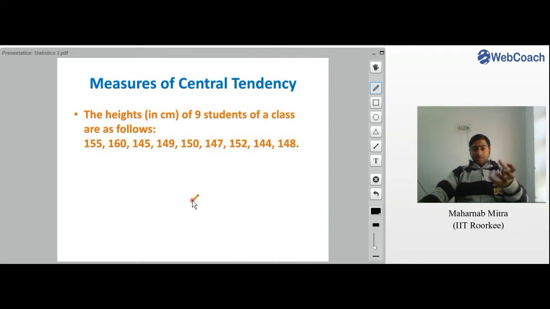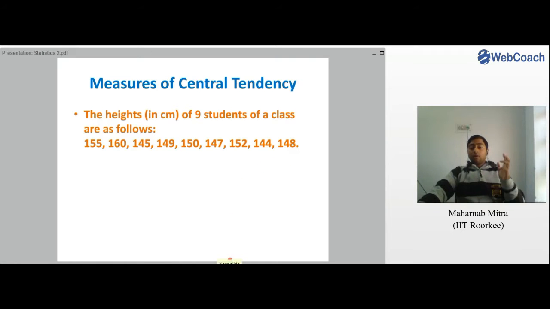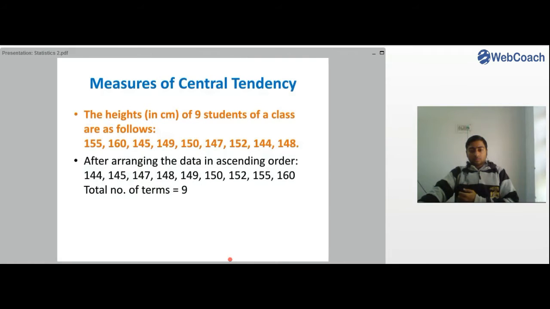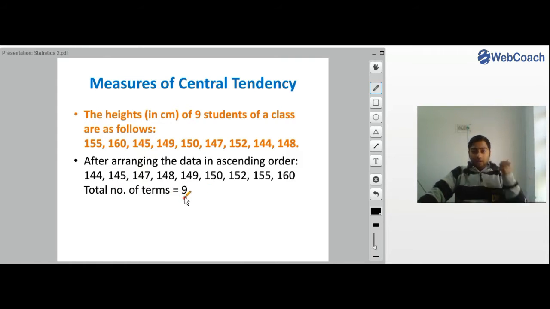For example, if we are considering the heights in centimeters of 9 students of a class, which are listed here, and the values are not arranged, right? If we are asked to find the median of this given set of data, we first arrange the entire data in ascending order, or if you like, you can arrange them in descending order. So here we have arranged the data in ascending order, and the number of terms given is 9, right?